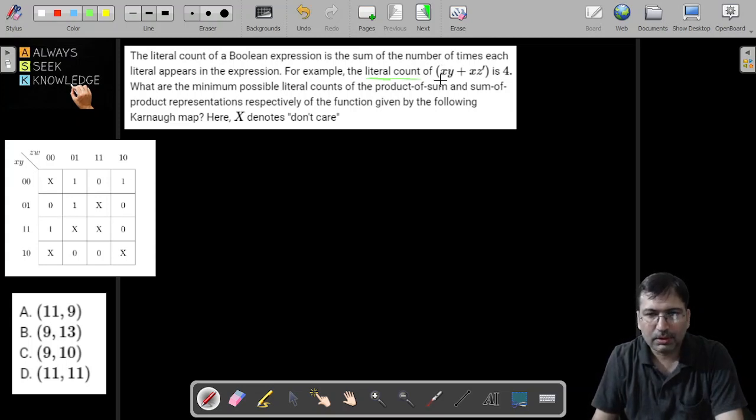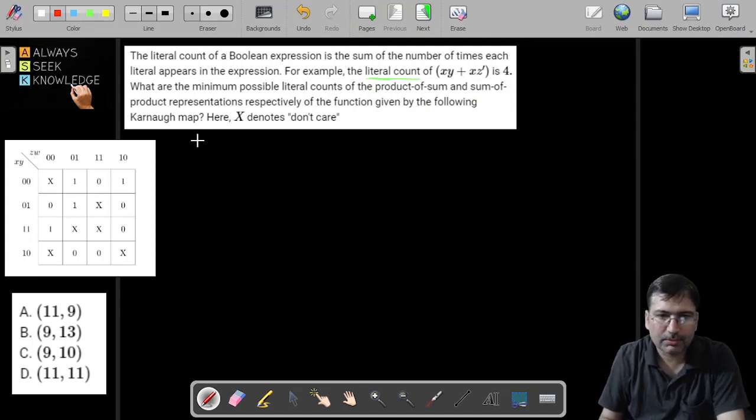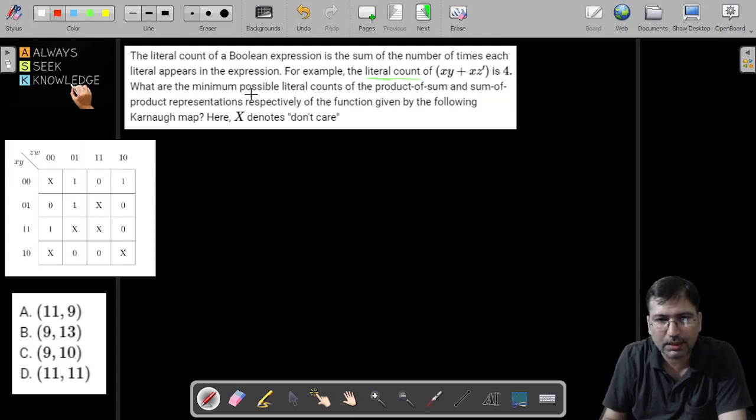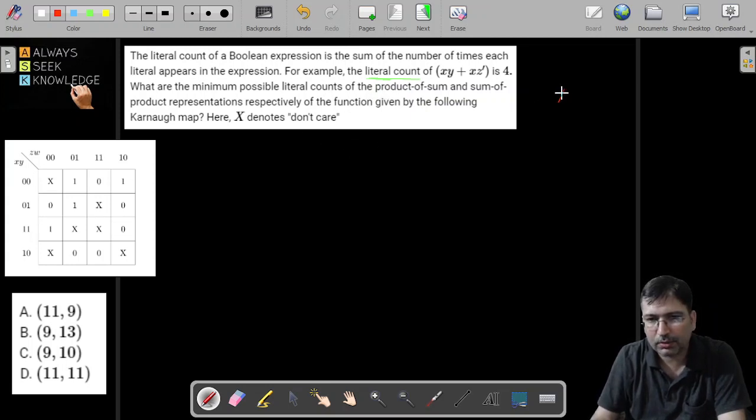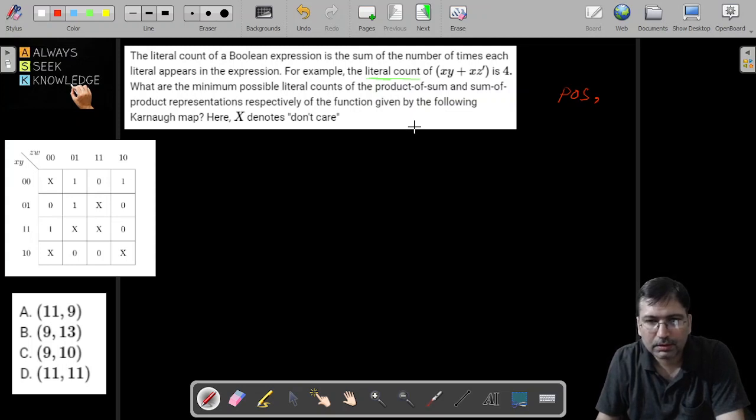For example, in this given Boolean function, there are four literals: x, y, and this x and z bar. So 1, 2, 3, and four literals are there. So in the question, it has been asked when we find out the POS and SOP, they are saying minimum possible literal count of the product of sum POS and sum of product SOP.